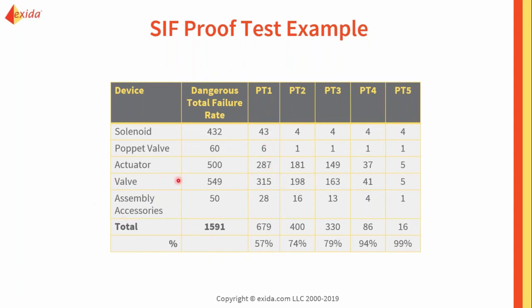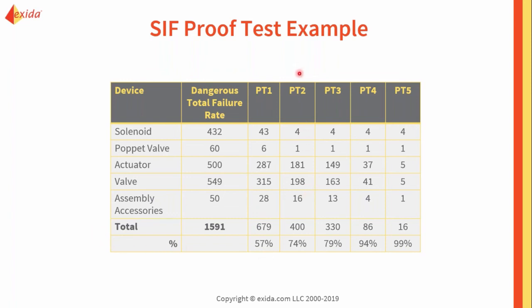Let's look at the valve, for example. We were able to find a good portion of those failures. However, there were still 315 dangerous, undetected failures lurking after just a partial valve stroke test. As you can see with that proof test, just that little bit, and remember this is just an example for these specific devices, that partial valve stroke test only found about 57% of the dangerous undetected failures.